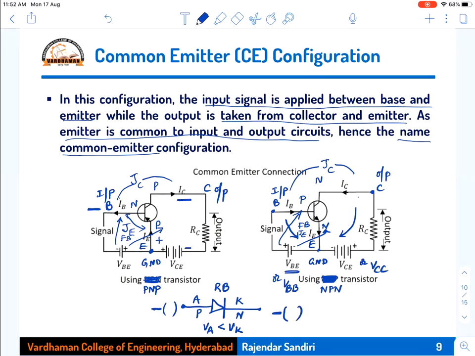Both are negative, but still, what do I have to do? Suppose I keep minus 5 here and minus 2 here. Which one is less? Is minus 5 less or is minus 2 less? Is it satisfying the condition of VA less than VK if I choose 5 and 2 as anode and cathode respectively? So definitely minus 5 is less than minus 2. Therefore VA is less than VK.